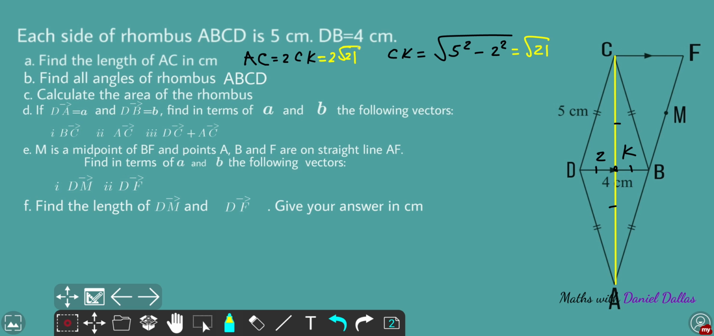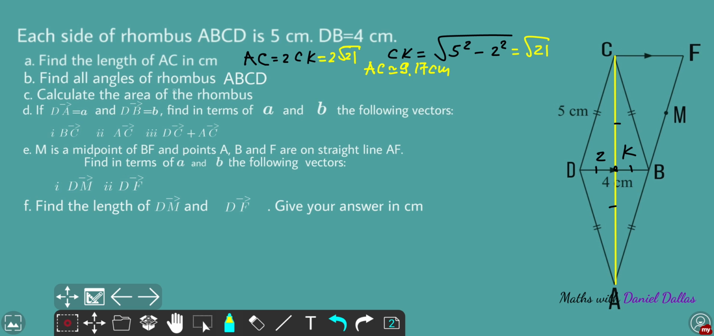If you grab a calculator and calculate 2 times the square root of 21, I've got 9.17. So AC is around 9.17 centimeters. Nothing about vectors until this point.